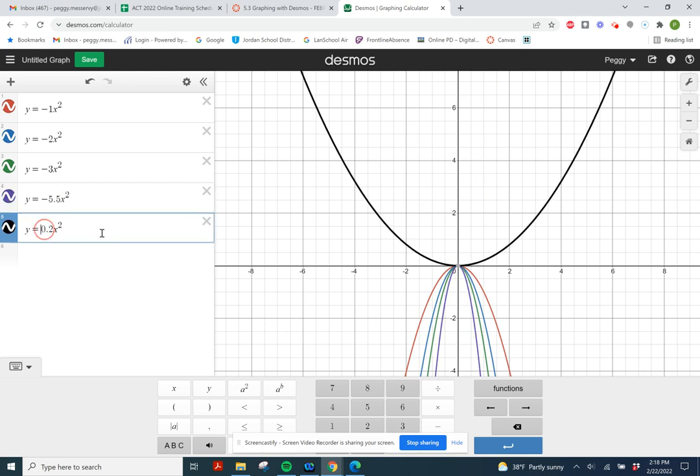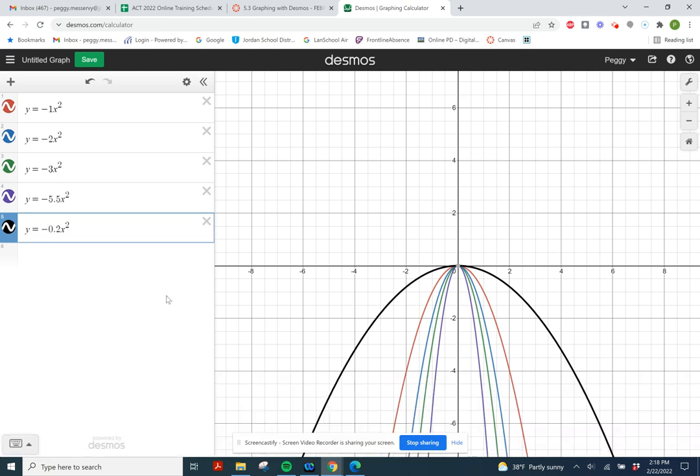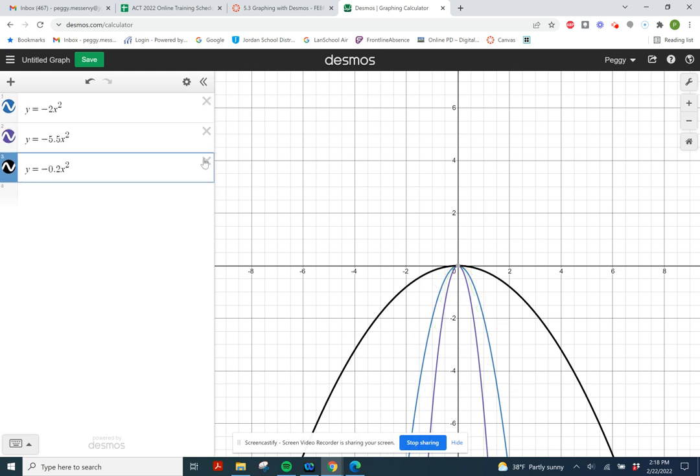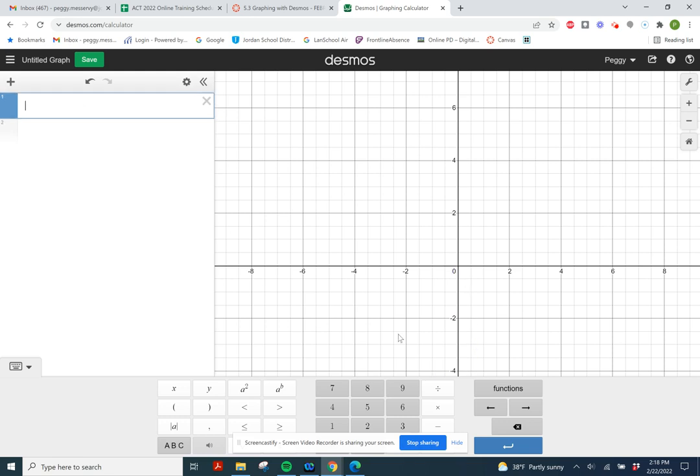And last but not least, if I put a negative in front of that one, it flips it upside down, with the least steepness of all of those parabolas that we've graphed, right? So the A controls how steep it is, as well as whether it opens up or down. Interesting, huh? Okay, I'm going to get rid of all those, and I'll show you what I'm talking about with some of these others.